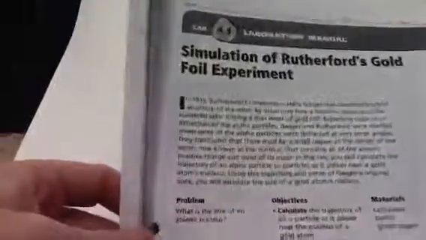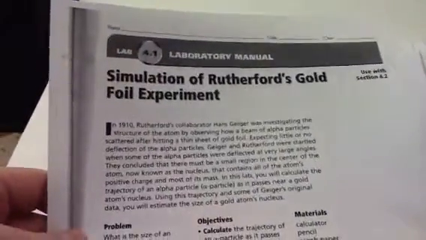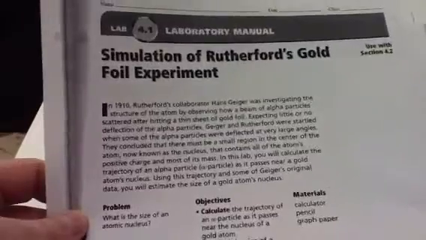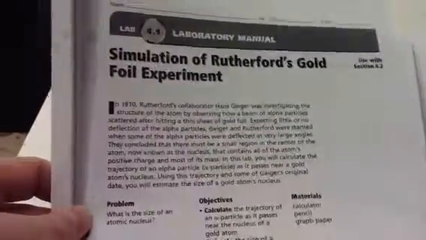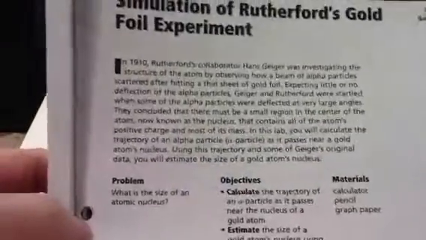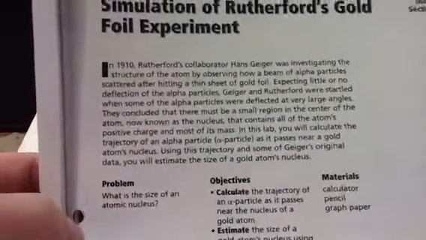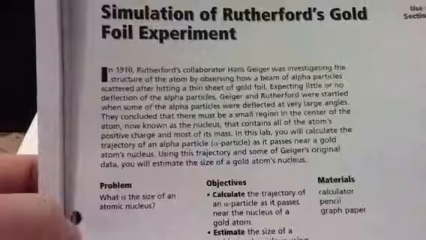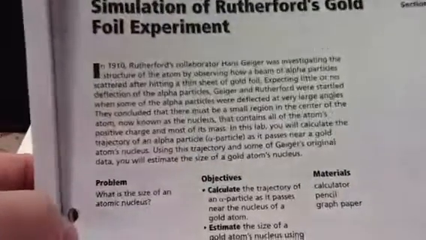Okay, so today we're going to look again at Lab 4.1, page 25 in your lab book. It's the simulation of Rutherford's gold foil experiment. Now these calculations that you've been doing don't really make any sense unless you understand what is really going on here. What are we trying to figure out?